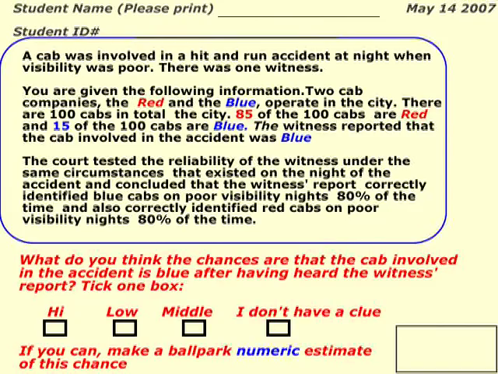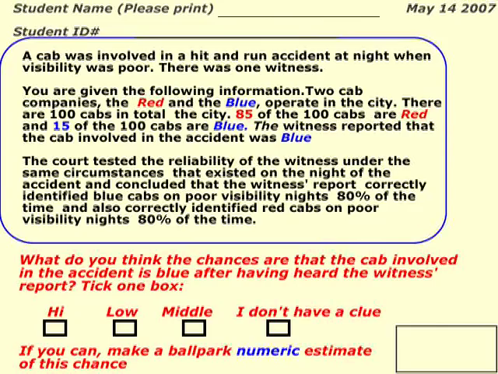Okay, so it starts out: a cab was involved in a hit-and-run accident at night when the visibility was poor. There is one witness. You're given the following information. Two cab companies, red and blue, operate in the city. There are 100 cabs in total in the city. 85 of the cabs are red, and 15 of the 100 cabs are blue. Okay. The witness reported that the cab involved in the accident was blue.